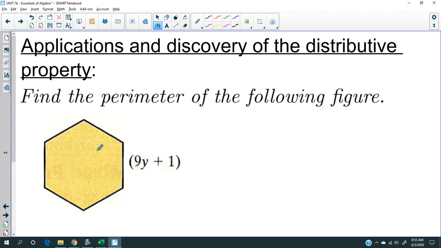So now here I want you to find the perimeter of the following figure. What does that mean? In this regular hexagon, a 6-sided shape, that's a hexagon. And a regular hexagon means all the sides are the same. So all 6 sides are the same. That's why I put slashes around all of them. So if that's 9y plus 1, how long would this be? Yeah, 9y plus 1, right?